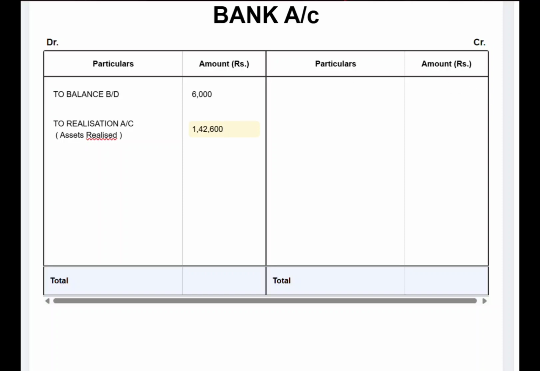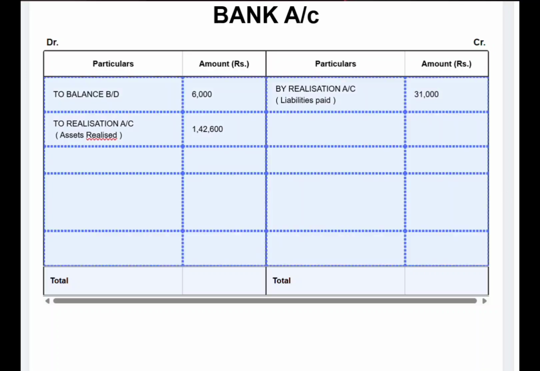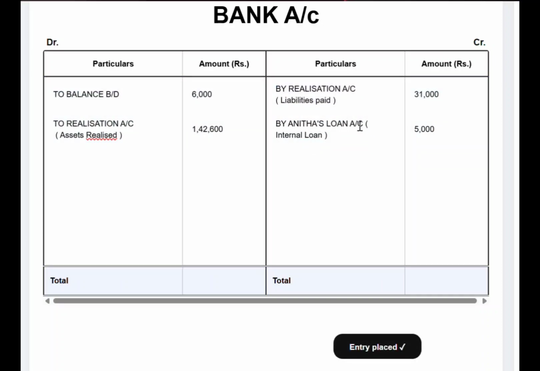Now on the credit side, we have to record all the payments that are made by the firm. So first the payments made towards the liability. So it will be by realization account, that is the liabilities paid. Total amount is 31,000. Now here, there is no dissolution expenses paid by the firm as it is being personally taken by Anita. So it will not be transferred to the bank account. Now next is the internal loan, Anita's loan. Anita has lent loan to the firm. So this loan will be an internal liability. So this will be appearing on the credit side of the bank account, as by Anita's loan account, that is the internal loan, rupees 5,000 on the credit side.